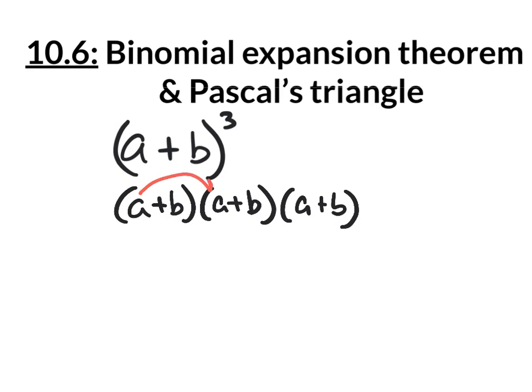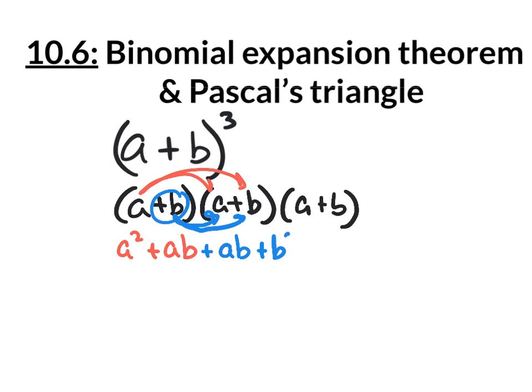So if I take this a times a, we're going to get an a squared. If I take the a times b, we're going to get an ab. If I take this b times a, we're going to get a positive ba, but I'm going to write it as ab. Always write it in alphabetical order. And then positive b times positive b is positive b squared. We could combine the middle two terms, ab plus ab, for a total of positive 2ab. Let's bring down the a squared in the front and the positive b squared at the back.